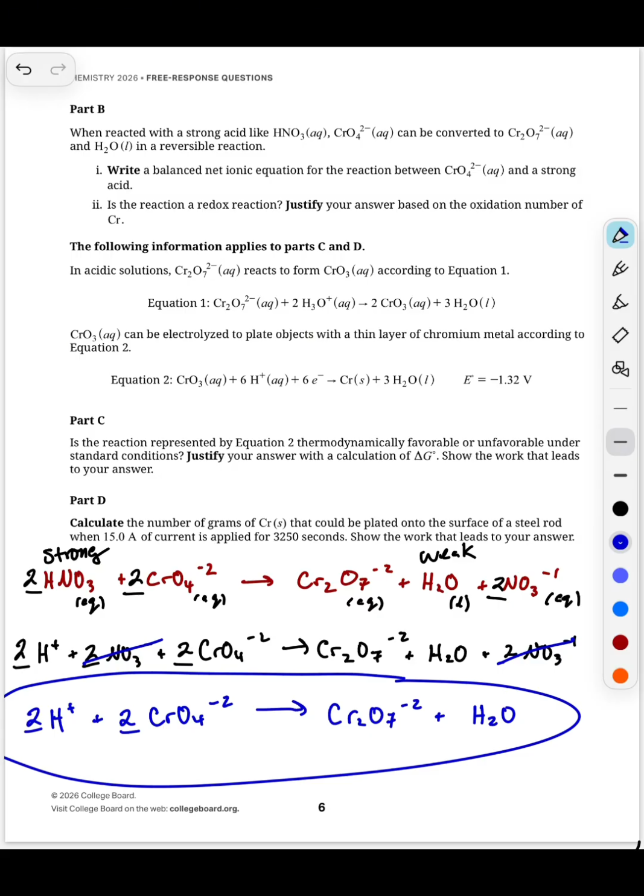The second part of part B, double I, is asking, is the reaction a redox reaction? And then justify your answer based on the oxidation number of specifically the chromium atoms.